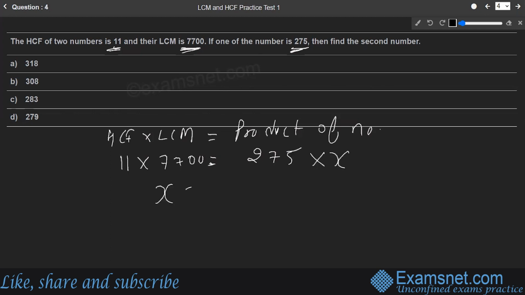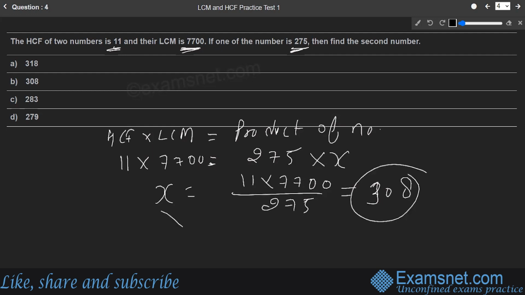So this is how we can make use of the formula. For finding the x value, we need to divide: 11 into 7700 divided by 275. If we divide these, we are getting the x value as 308. So that is the second number of our question. The answer is 308, available in option B, and is the right answer.